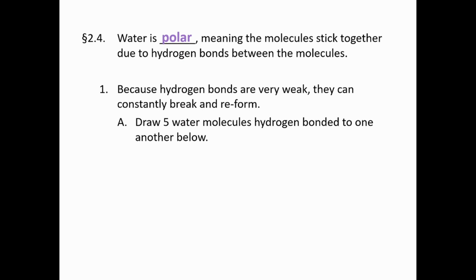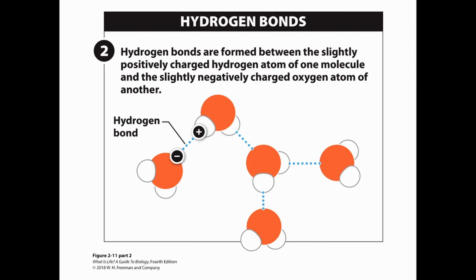But since these bonds are weak, you can constantly break them and remake these hydrogen bonds over and over and over again. So let's draw that out. If we see that, we see each of these space-filling models as a water molecule, and we see those hydrogen bonds drawn out in the dotted lines between them. But you could break that bond and remake it over and over and over again.